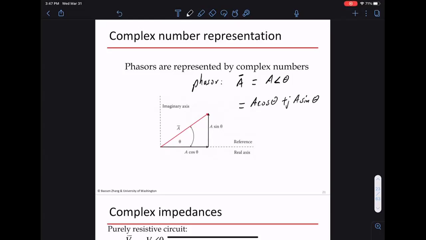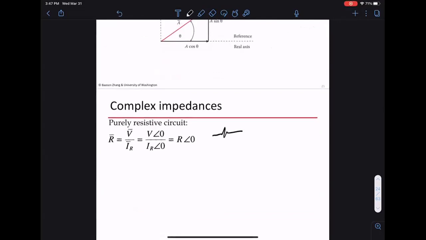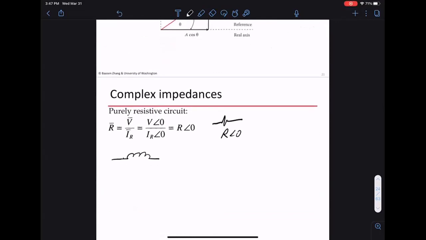Then if you look at the impedances, a resistor has an impedance that is still a purely real number, just R. There's no angle, so the angle is 0. But then if you look at an inductor, what is the impedance here?